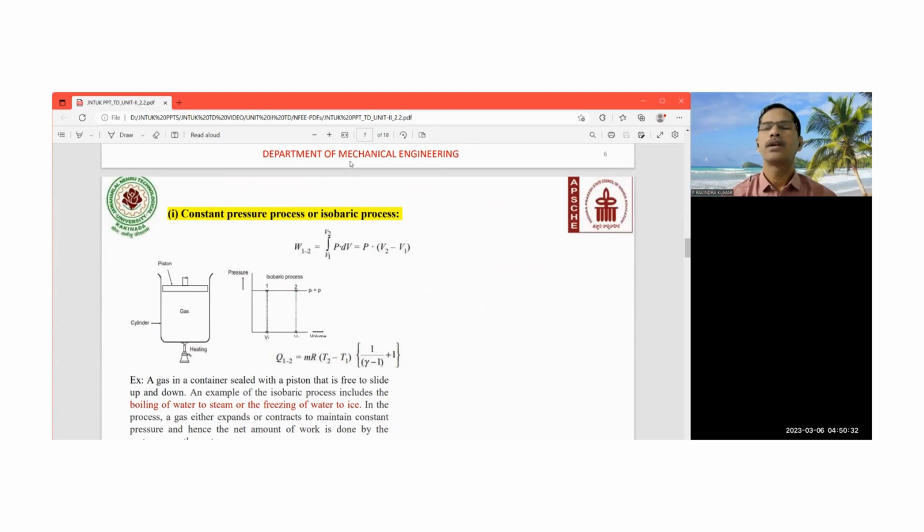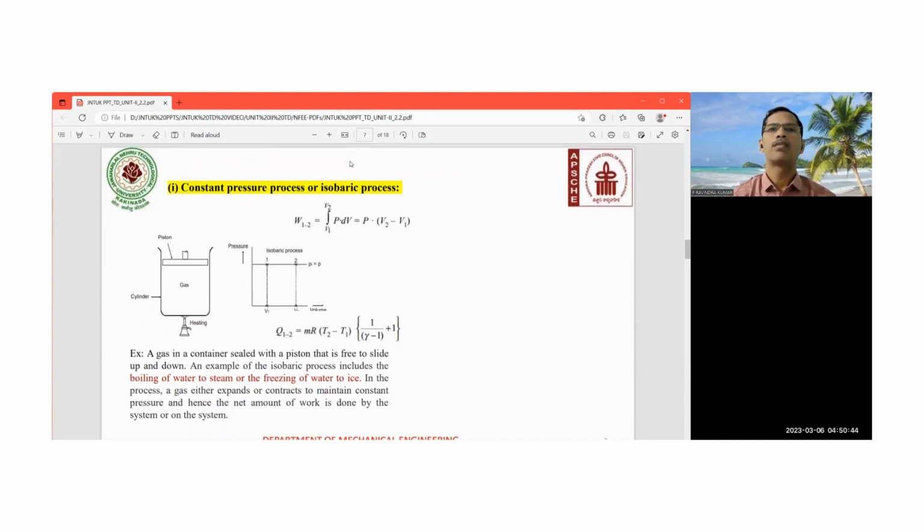Now the time has come to apply the first law of thermodynamic relation, that is Q is equal to delta U plus W, for various processes. So how are you going to apply that first law of thermodynamics for the various processes? So this is the constant pressure process or isobaric process. When you represent the general relation, that is PV to the power of n is equal to constant, when n is equal to 0, it is the constant pressure process or isobaric process.